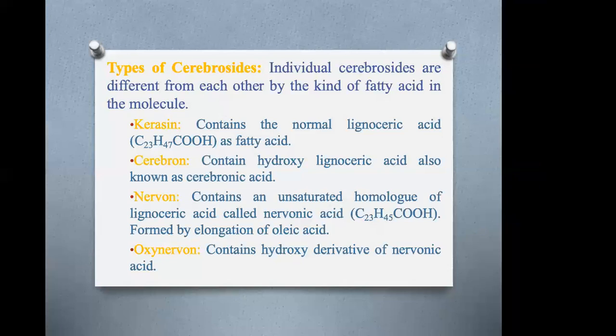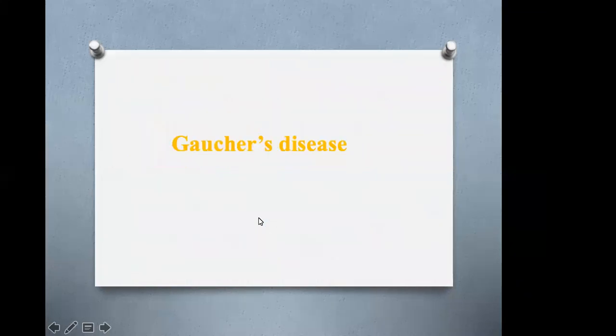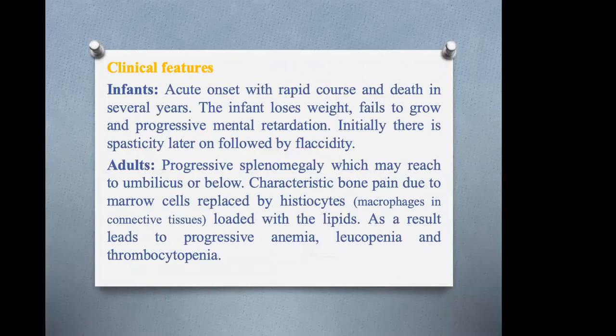Types of cerebroside are kerasin, cerebron, nervon, oxynervon. Just remember these names. Leave the other statements. Gaucher disease. Now, naming Pick disease, you can know now. Gaucher disease is, what is Gaucher disease?